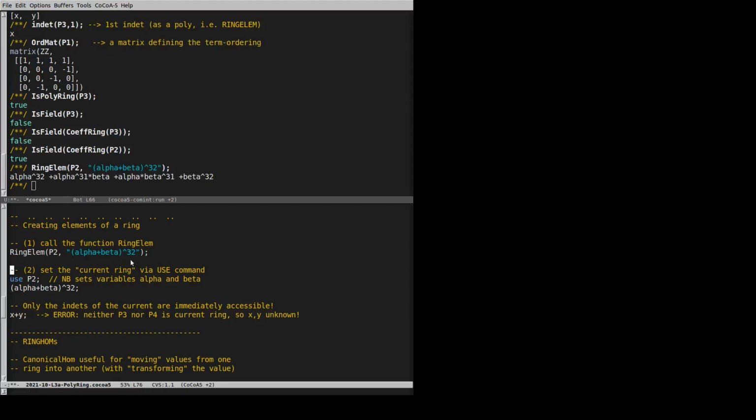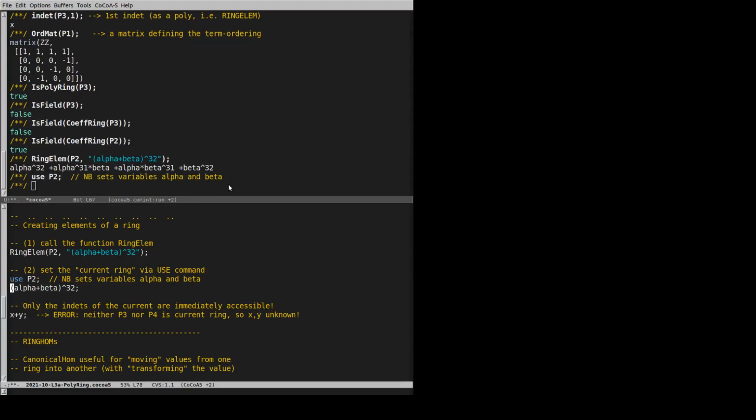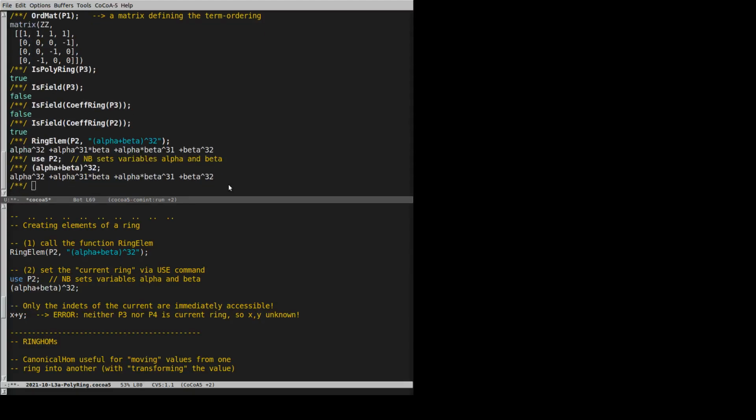So here we are. We've not chosen P2 as the current ring, but we're able to evaluate an element of that polynomial ring directly by using the ring_lm function. Of course, we've seen before that we can do the use command, and that would set P2 as the current ring. And now we can type in the expression directly without making it a string. Get the same answer. That's no big surprise.